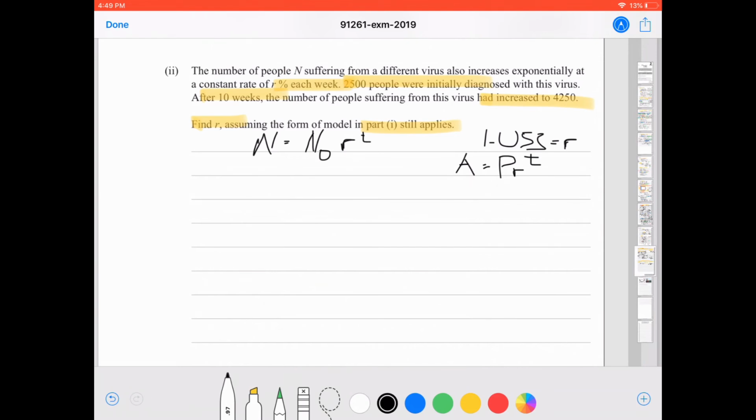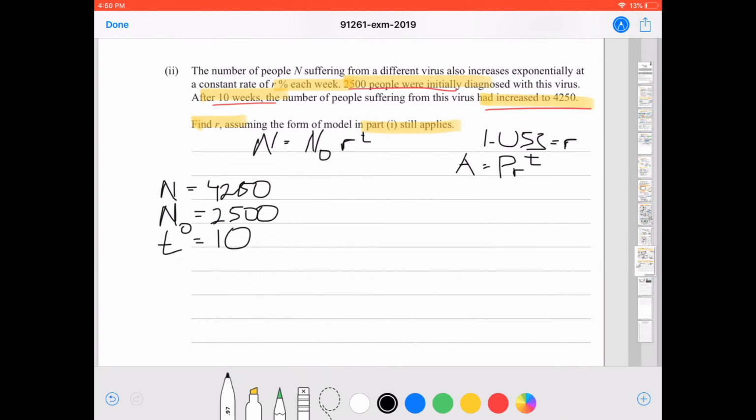Okay, so what are we going to do here? We have to substitute in some values. 2,500 people initially diagnosed. After 10 weeks, number of people suffering had increased to 4,250. So we could say N equals 4,250. N subscript 0 was the initial, so 2,500. And time after 10 weeks, well, t equals 10 is what I'm getting at.